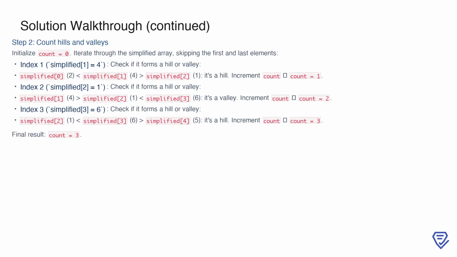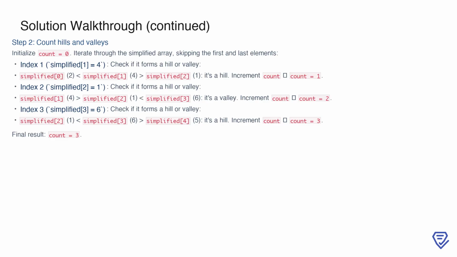Now that we have the simplified array 2, 4, 1, 6, 5, the next step is to count the hills and valleys. We initialize a counter, count, to 0 and iterate through the array, skipping the first and last elements since hills and valleys require both neighbors.